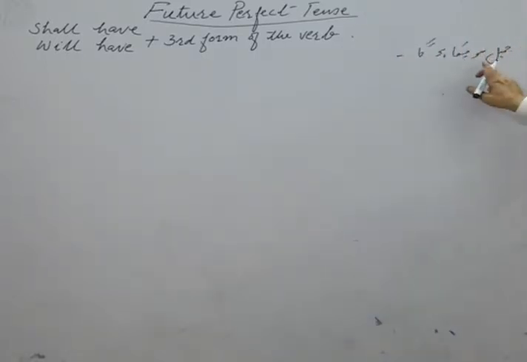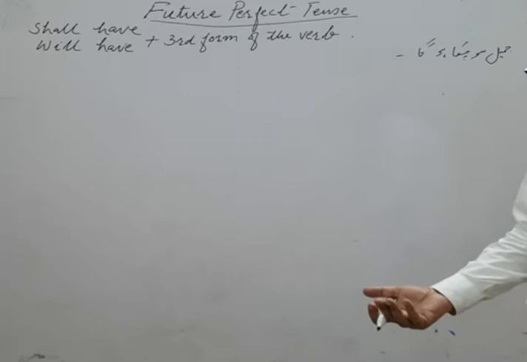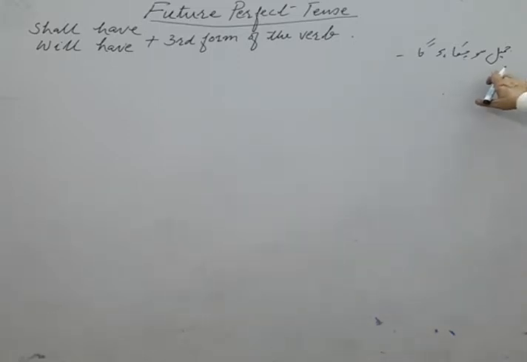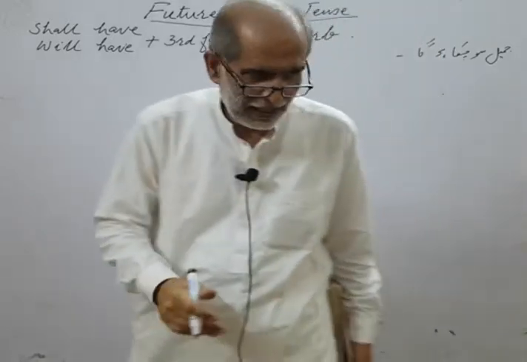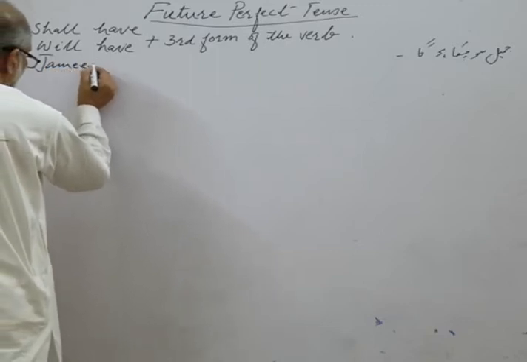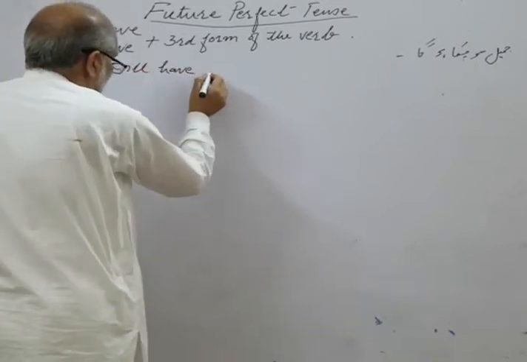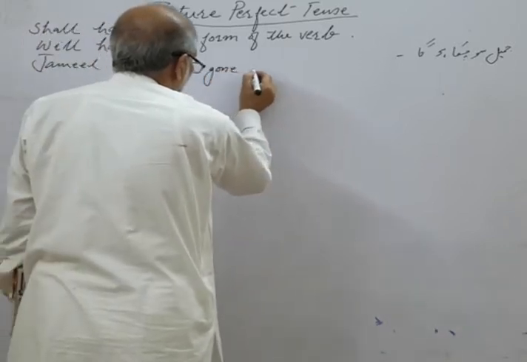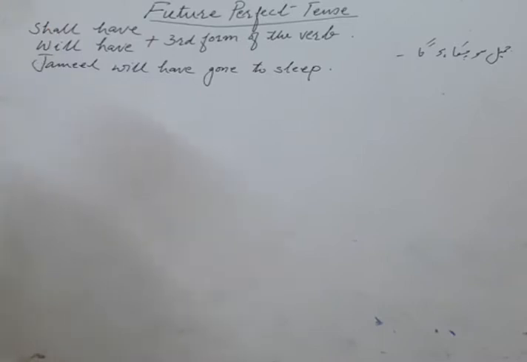सेंटेंसेस. जमील सो चुका होगा. ठीक है, फ्यूचर. आपको पता है कि वो जो है 10 बजे 10:30 बजे सो जाता है. उस वक्त 11 बज रहे हैं, तो आप कहते हैं कि जमील सो चुका होगा. देखो इसको फॉलो करना है बेटे, जमील, शाबाश, will have gone, third form to sleep. ठीक है, Jameel will have gone to sleep.